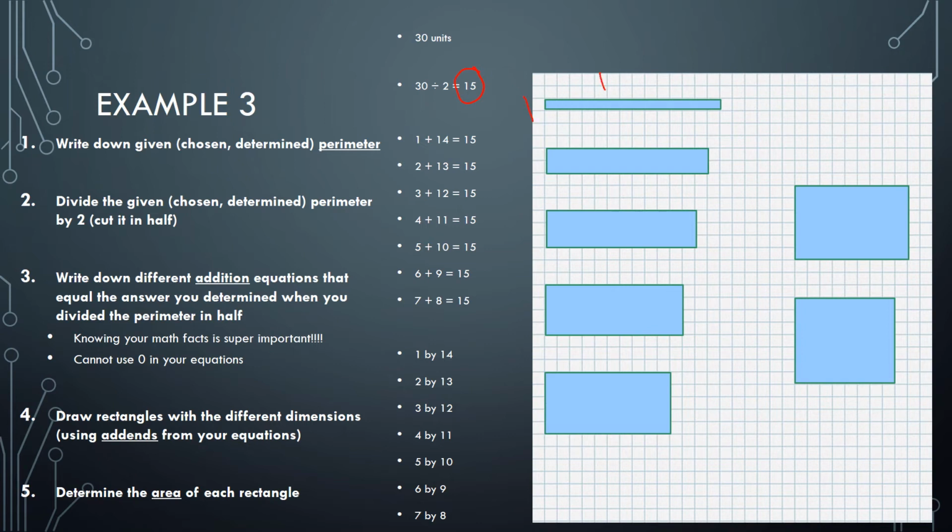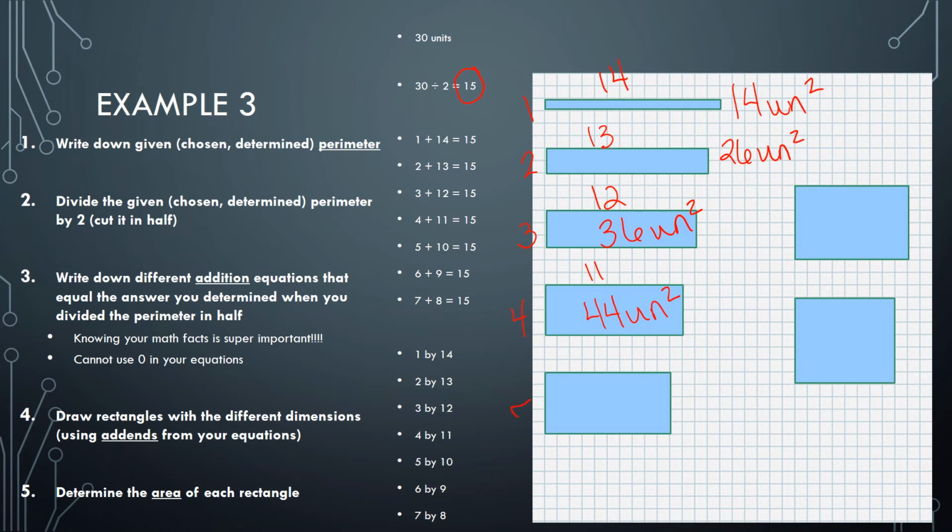So our 1 by 14, 1 times 14 is 14, so we have 14 units squared. Then we have 2 by 13. 2 times 13, or 2 groups of 13, is 26 units squared. Then we have a 3 by 12. 3 times 12 is 36 units squared. Then we have a 4 by 11. 4 times 11 is 44 units squared.